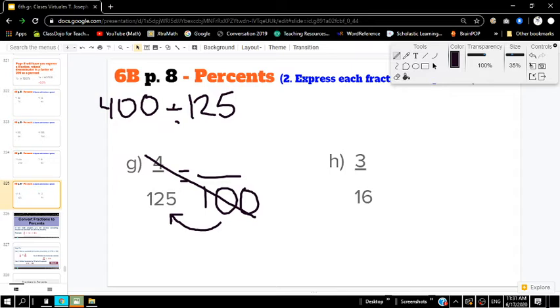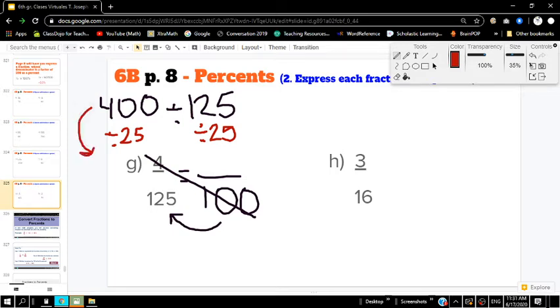Now with this, it's a little bit difficult to understand because we have such a large divisor. So I'm going to divide both sides by 25. Let me just change the color so I can show this to you. Let's change it to a red. Here we go. I'm going to divide 400 by 25, and I'm going to divide 125 by 25, so I can simplify those numbers and then divide easier.